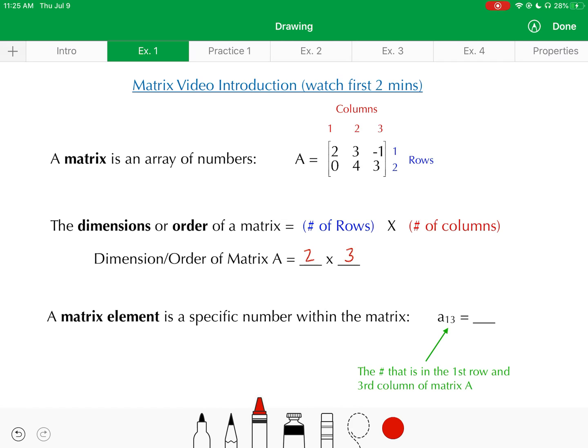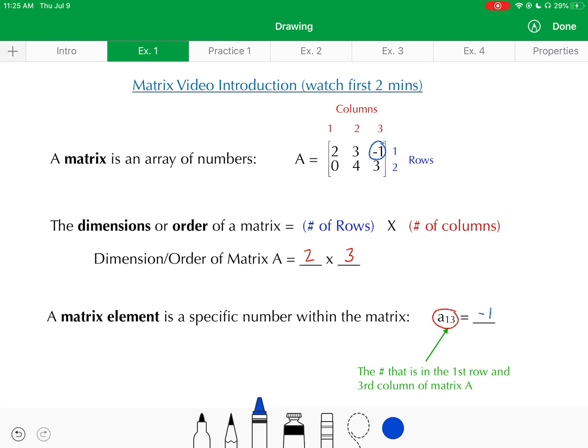Once again, a matrix element is a specific number within the matrix, and we have a notation to represent each of those elements. So if we're working with matrix A, where it's represented with a capital letter, then using a lowercase a would be referring to a particular element within the matrix. And then notice here we have the lowercase a followed by a subscript of 1, 3. So that means we're looking for the element in matrix A that's in the first row, third column. First row, third column. And that would be this guy right here, -1.